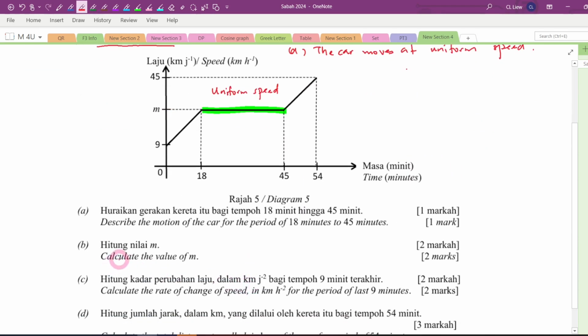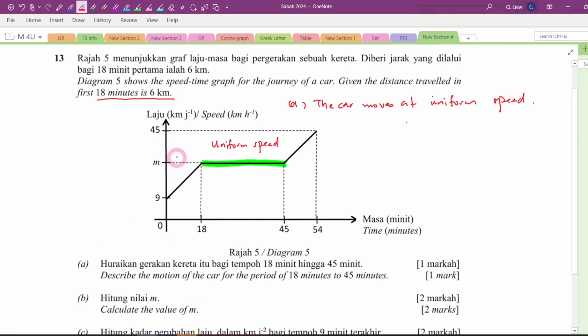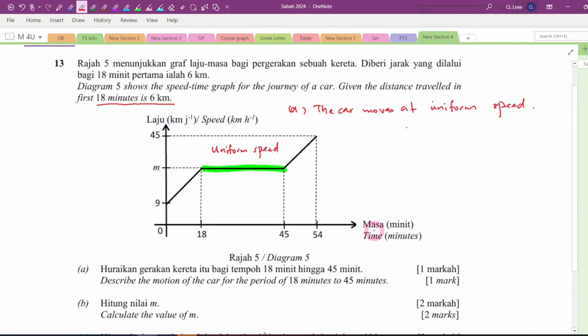Let's do part B. Calculate the value of m. So this is speed against time graph, right? So you know that if you want to find the distance travel, you need to find the area under the graph, but you need to be more careful. You need to look carefully at the unit. So this is kilometer per hour, but this is in minutes. Therefore, what we need to do is to change all this to hour first. So later, easier for us to find the distance travel.